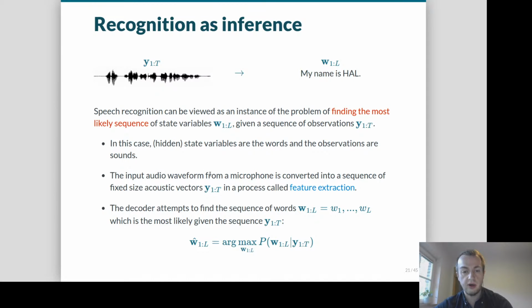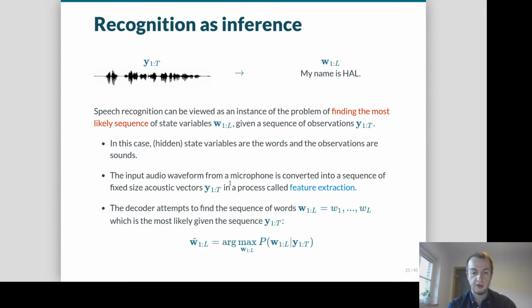The input audio waveform from a microphone would also be converted maybe into a sequence of fixed size acoustic vectors, in a process that we would call feature extraction. So of course we would not work directly with the waveform itself. We would have to apply some preprocessing procedure to convert that into a format which is more manageable to define our mapping between y and w, right? And so this process, we'll call feature extraction.